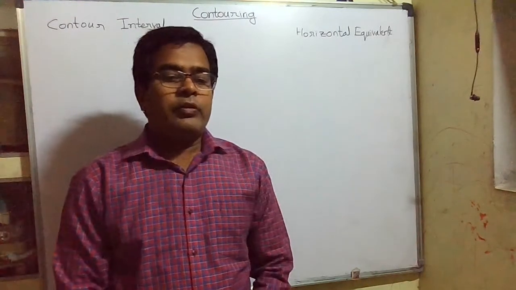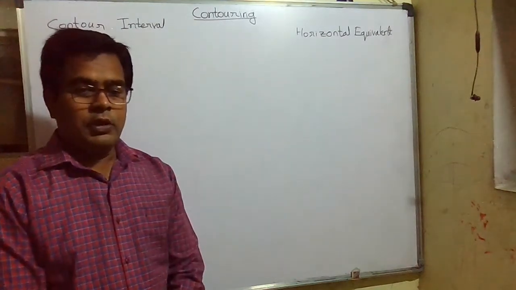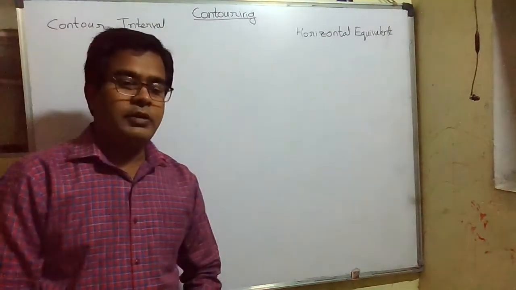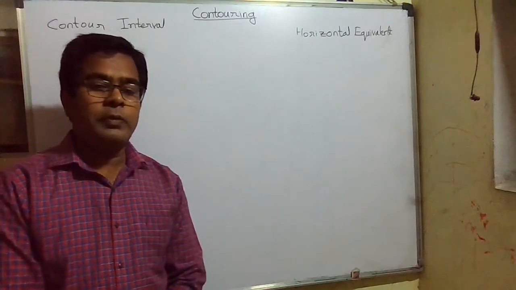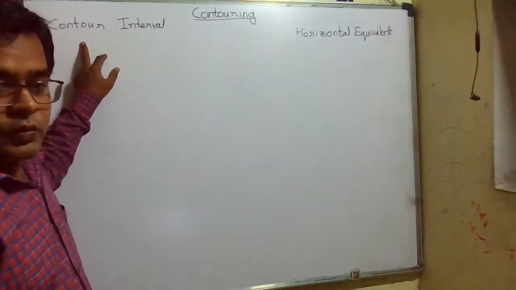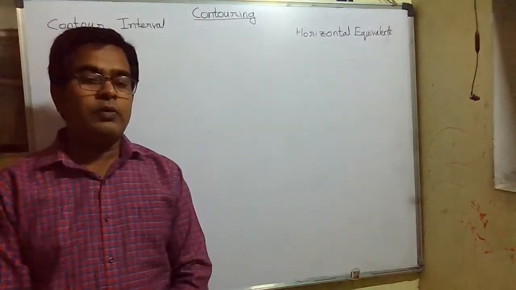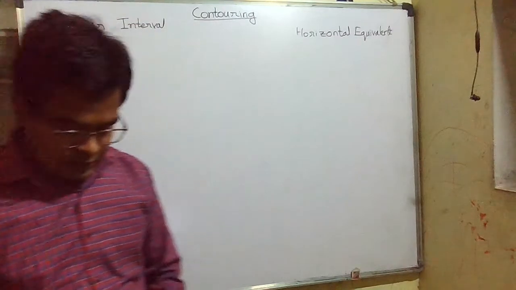In the introduction lecture of the contour, we have seen what is contour. Contour line is nothing but the line passing through the points of equal RL. Today we will continue with the next term, contour interval and horizontal equivalent. What is contour interval and what is horizontal equivalent?